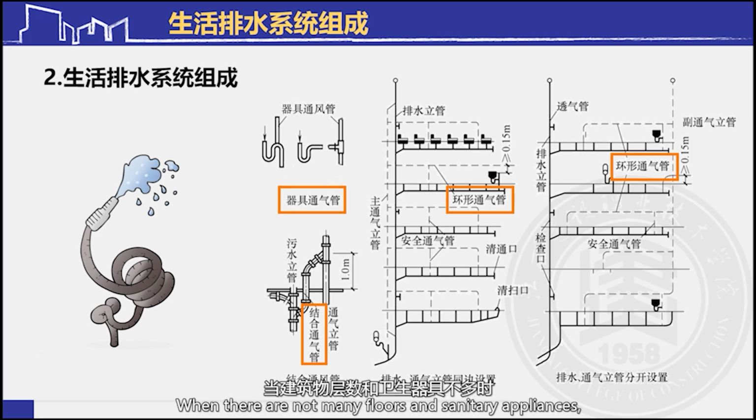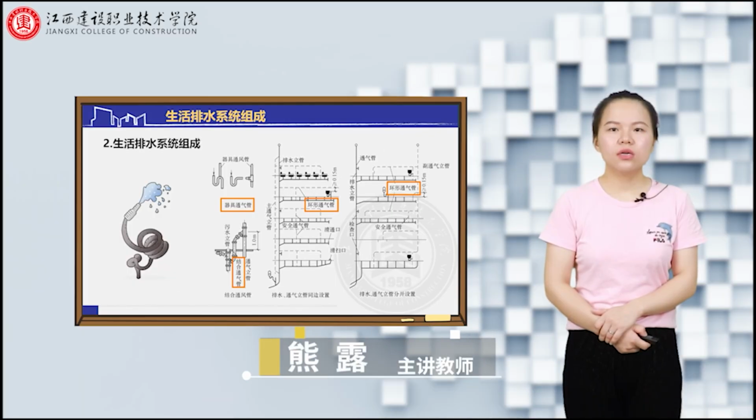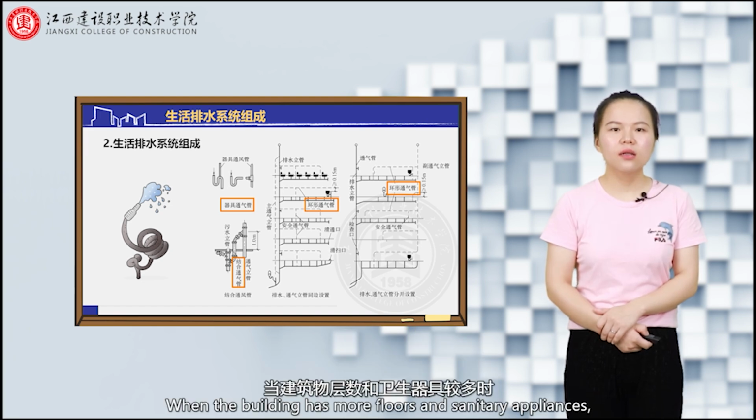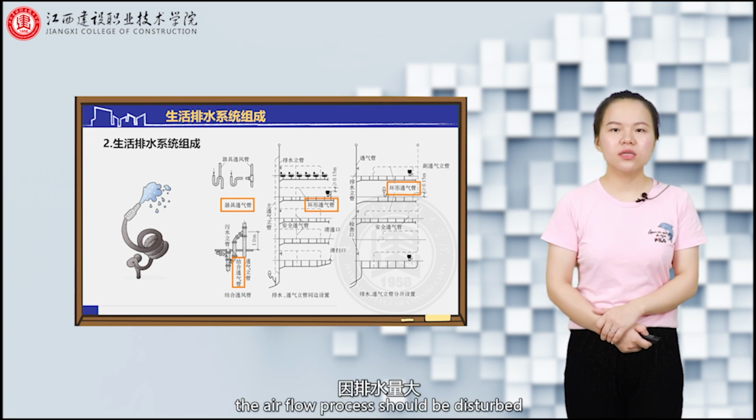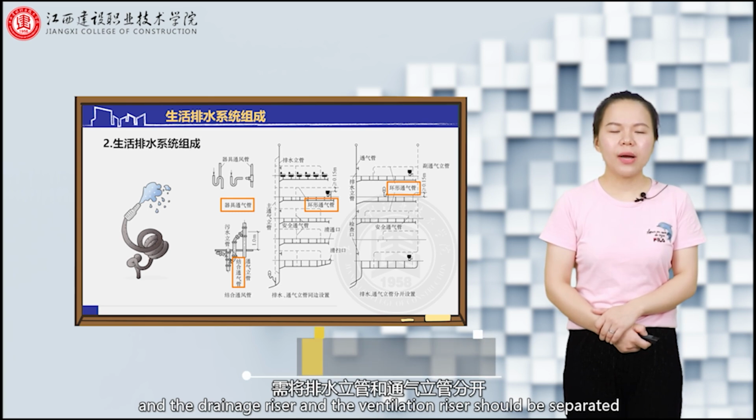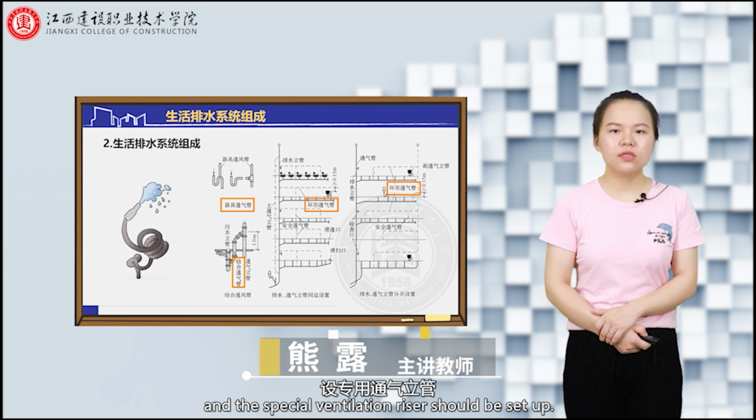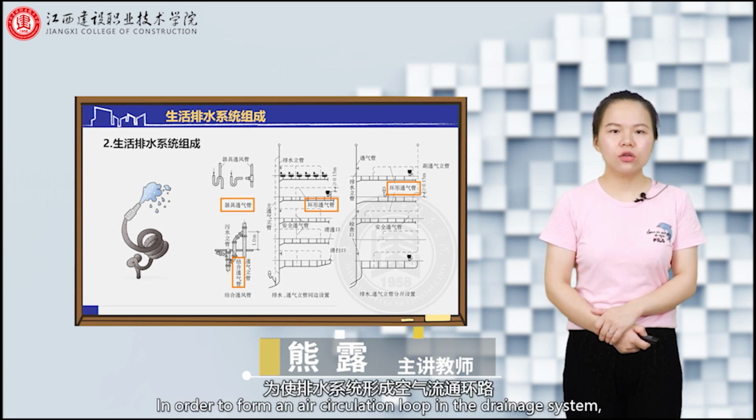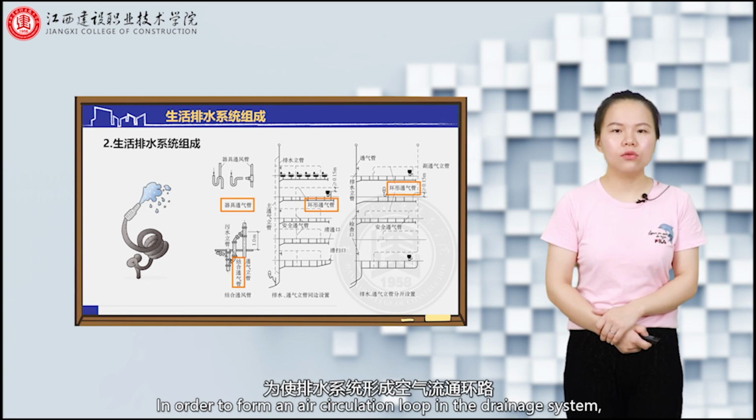When there are not many floors and sanitary appliances, the upper end of the drainage riser can be extended out of the roof for roof ventilation. When the building has more floors and sanitary appliances, the airflow should not be disturbed by the drainage process due to the large water displacement. The drainage riser and the ventilation riser should be separated, and the special ventilation riser should be set up in order to form an air circulation loop in the drainage system.